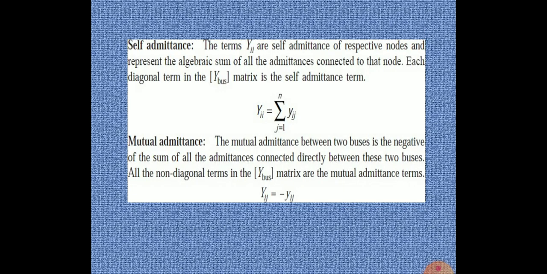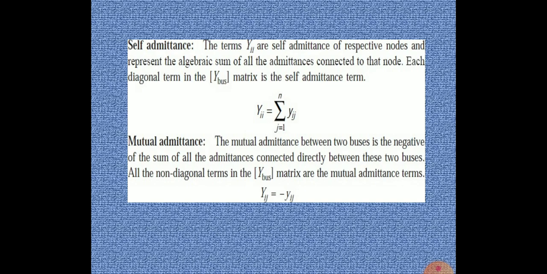Next, self-admittance means the term Yii, or the self-admittance of the respective nodes, and represents the algebraic sum of all the admittances connected to that node. Each diagonal term in the Y bus matrix is the self-admittance term. So Yii is equal to the sum over j from 1 to n of yij.